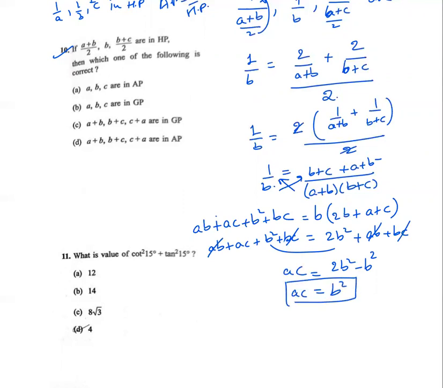So students, we know that this is the geometric mean. Therefore, A, B, C are in GP. So option B is correct. Okay, let me erase this part.